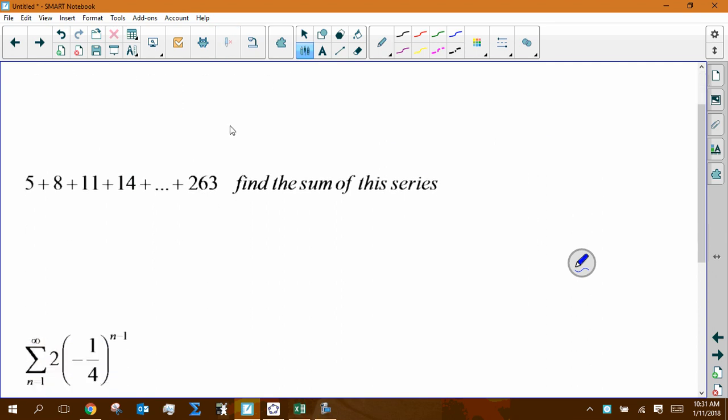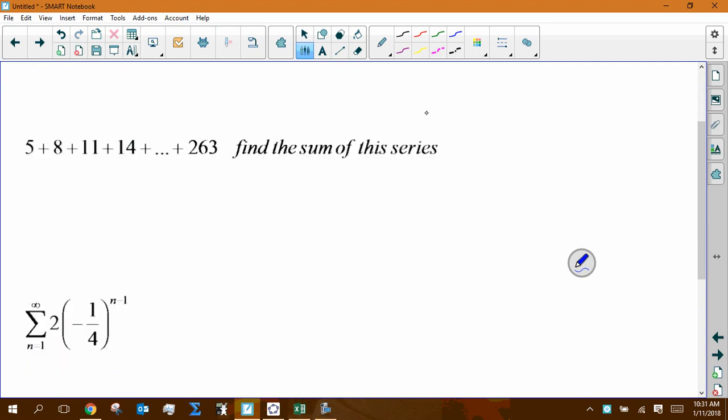Looking down here, this one says find the sum of this series. Now, I made these numbers probably a little bit larger than what you would see on the exam. But probably on the exam, you could write this list out: 5, 8, 11, 14, the next one is 17, and then 20, and then 23, and then 26. But with this being a large number, that's going to take you quite a bit of time to write out that entire list. So I wanted to show you the benefit of having some formulas and recognizing what type of series this is. It is arithmetic.